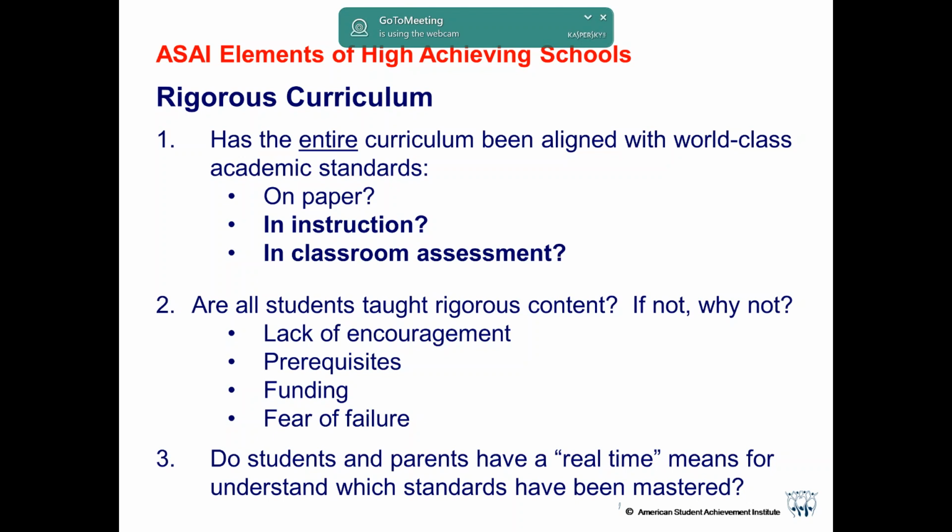And in most of the schools we look at and work with, there are students who don't have the opportunity to learn rigorous content. So are we encouraging all kids to enroll in rigorous classes? Do we have some prerequisites that keep some kids out of rigorous classes? Do students have funding, like for AP classes? Do students not take AP because they can't afford the assessment? Do students not enroll in rigorous classes because they're afraid of not doing well in those classes? So do all kids get a rigorous curriculum? And again, the data will help you to answer that question.